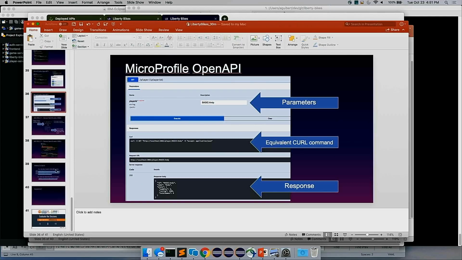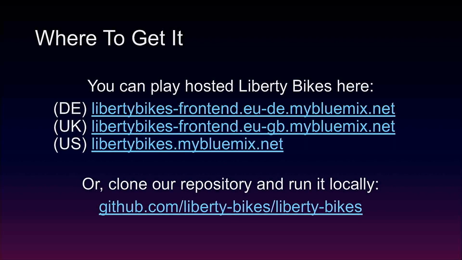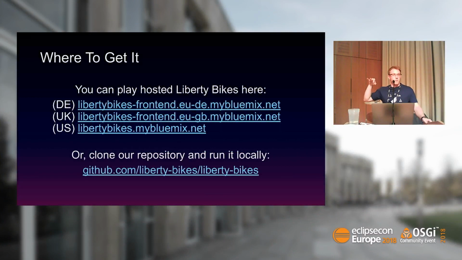So since we're short on time here, I'm going to cut past the JaxRS 2.1 highlight that I have in the slides. And if you're interested in learning about this more, we have 3 different instances of Liberty Bikes deployed on IBM Cloud. So the URL is up here. You can play this any time of day. Also, we have a GitHub repository out on public GitHub that has nice setup instructions that tells you how to clone and just get the whole thing running locally with the one Gradle command.